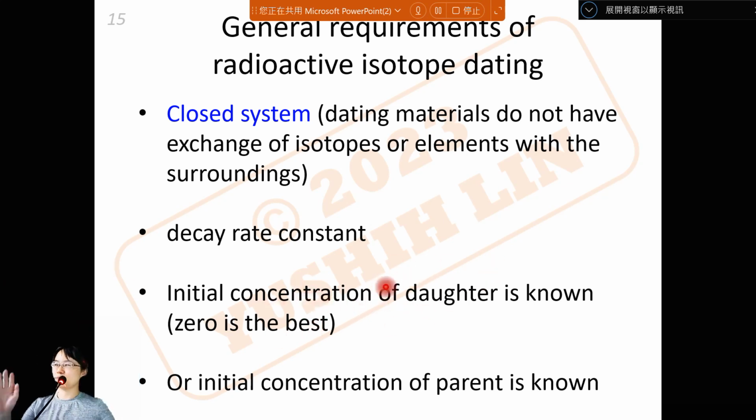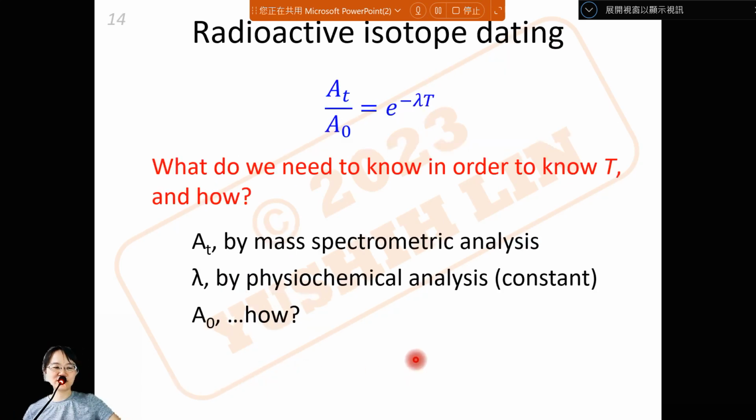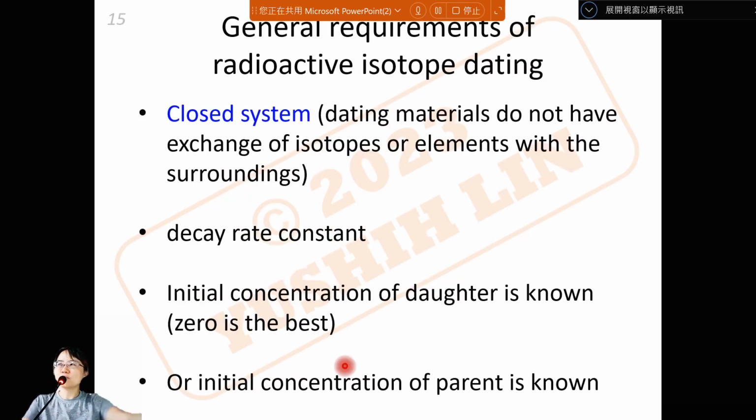That's the first condition. If this condition cannot be met, another good thing is you know the initial concentration of parent, which means you know this automatically. Which case is this? The answer is carbon-14. Because carbon-14 is being produced every day by cosmic rays. Scientists assume that the flux of C14 today is the same as yesterday, or 1,000 years ago, or 10,000 years ago. That's what we said: the initial concentration of parent is known.